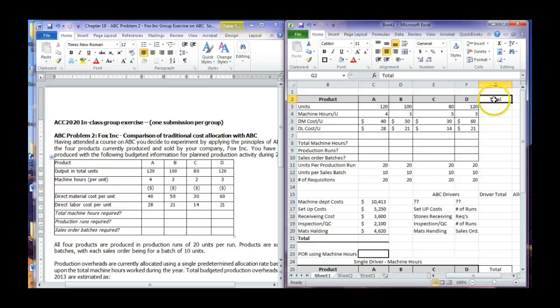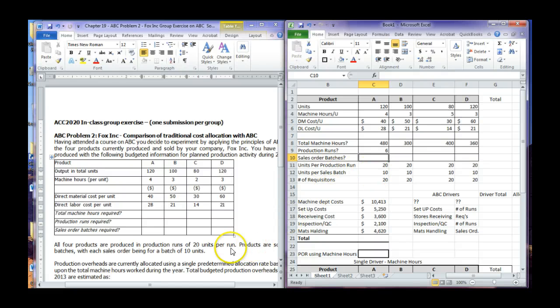So now we can once and for all. I intuitively put a total in. Sometimes it's valuable, sometimes it's not. So what are my total machine hours? We just covered this, but okay, 120 units and 4 machine hours per unit. It's going to give me 480. And what makes this tolerable in Excel is you can just drag the formula. Number of production runs. So this right here is the data from down here. 20 units per run. So I know I had 120 units. 20 units per run. Sales order batches, same thing.